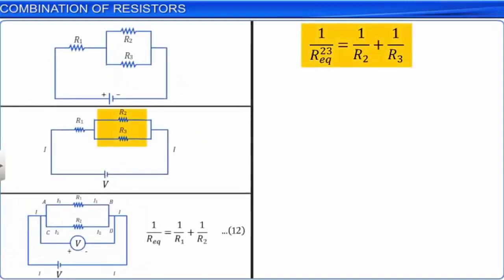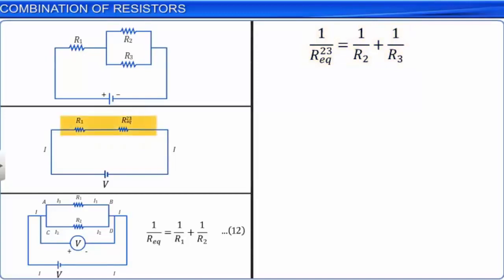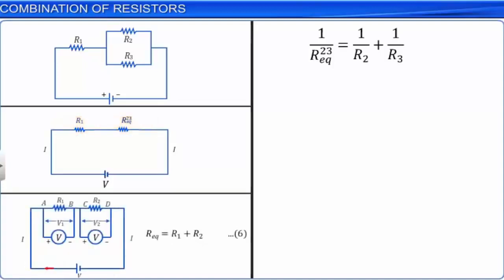Now, R1 and R23EQ form a series combination. Their equivalent resistance R123EQ is calculated using equation 6. R123EQ is equal to R23EQ plus R1. We can calculate the equivalent resistance of any combination of resistors using the basic equations 6 and 12.